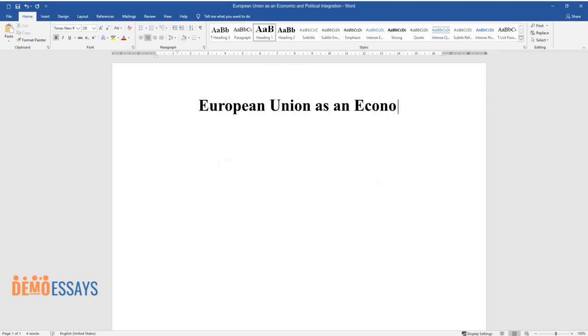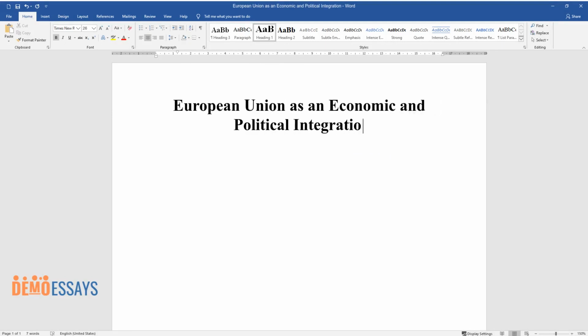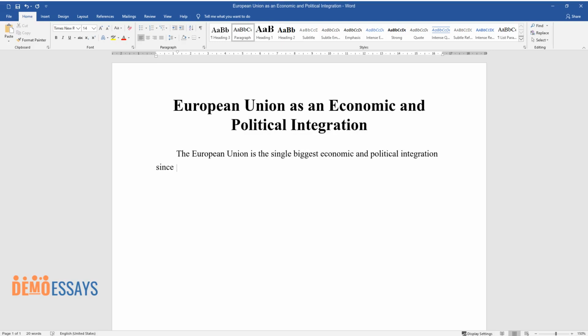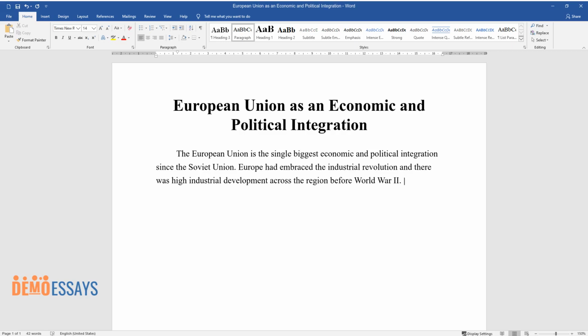European Union as an economic and political integration. The European Union is the single biggest economic and political integration since the Soviet Union. Europe had embraced the Industrial Revolution and there was high industrial development across the region before World War II. The war brought the economy of Europe to waste, with many of its industries destroyed.